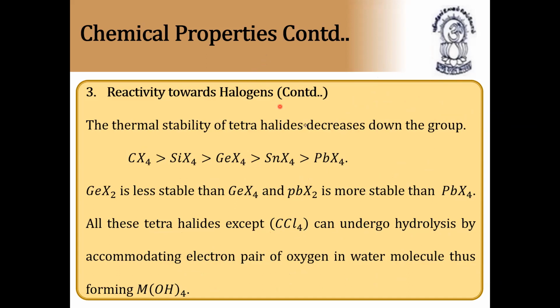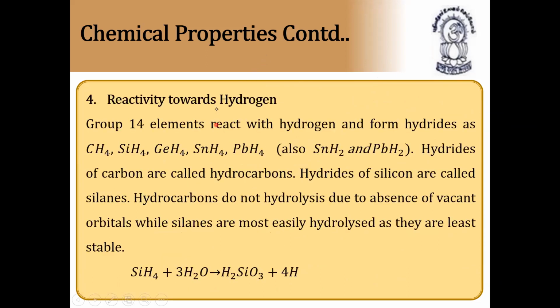Next, continuation. Reactivity towards hydrogen. Group 14 elements react with hydrogen and form hydrides such as CH4, SiH4, GeH4, SnH4, PbH4. Also tin hydride and lead hydride in the +2 state, apart from this. But germanium, silicon and carbon form only the +4 state. Hydrides of carbon are hydrocarbons. Hydrides of silicon are called silanes. Very, very important: hydrides of silicon are silanes.